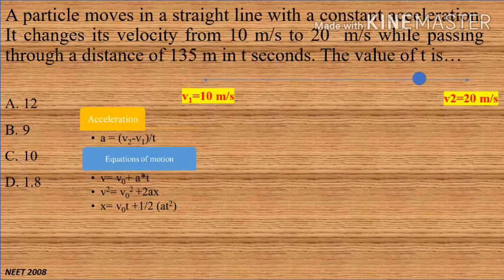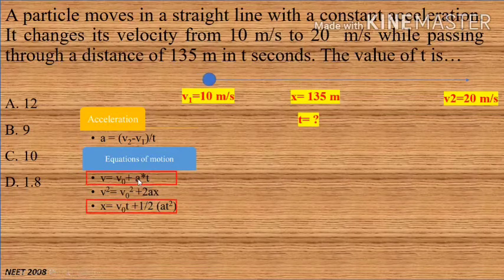The velocity of the ball is increasing from 10 meter per second to 20 meter per second through a distance of 135 meters, and we need to find out time for this. Here from equations of motion we can see that the equations which include the time factor also include the acceleration, and we don't know the acceleration. That is why we cannot directly use these two equations to find out the time, because acceleration is not known to us.